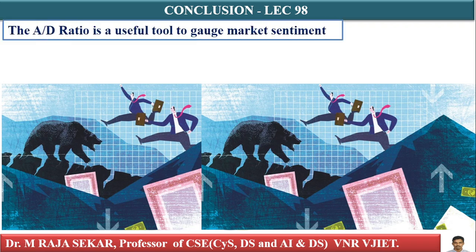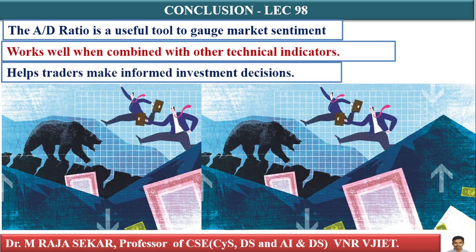The ADR ratio is a useful tool to gauge market sentiment. It works well when combined with other technical indicators. It helps traders to make informed investment decisions. The advance decline ratio is a useful tool for understanding market breadth and identifying potential shifts in the market. It helps traders to make informed decisions.